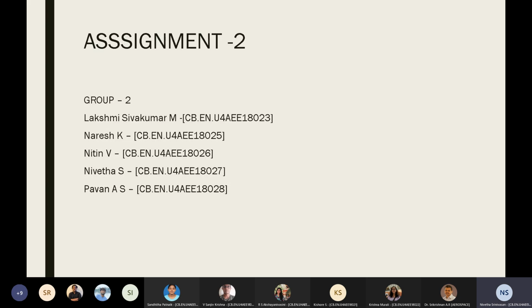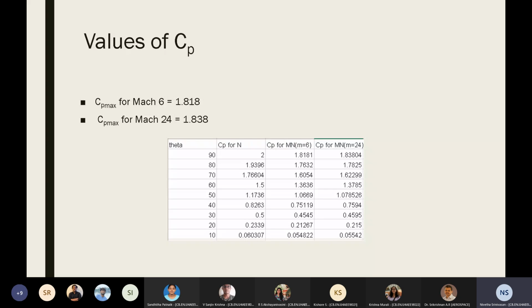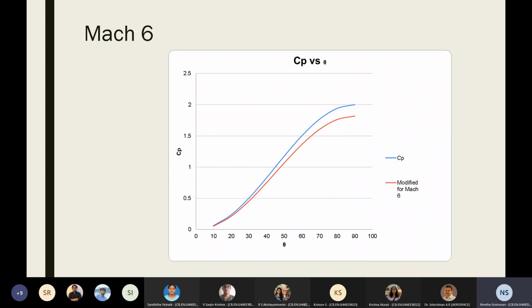We are the same group that was given the same question, but with varying Mach numbers. We were given Mach numbers 6 and 24, and we found the CP max for both using the formula given in the textbook. These are the values we got for CP using the Newtonian method and the modified Newtonian method for these two Mach numbers. These are the graphs we plotted for CP versus theta.